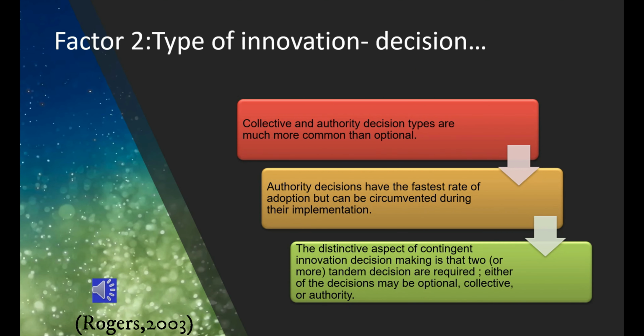decision. Collective and authority decision types are much more common than optional. Authority decisions have the fastest rate of adoption but can be circumvented during their implementation. The distinctive aspect of contingent innovation decision making is that 2 or more tandem decisions are required. Either of the decisions may be optional, collective, or authority.